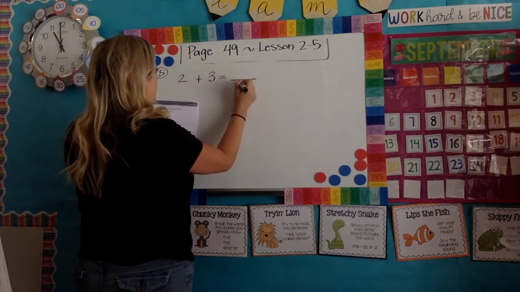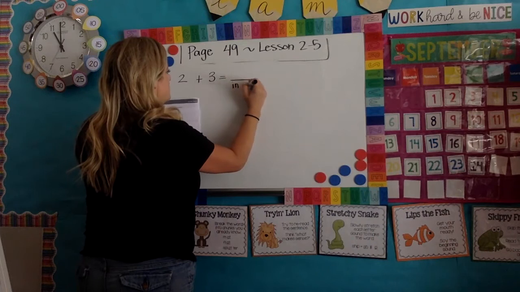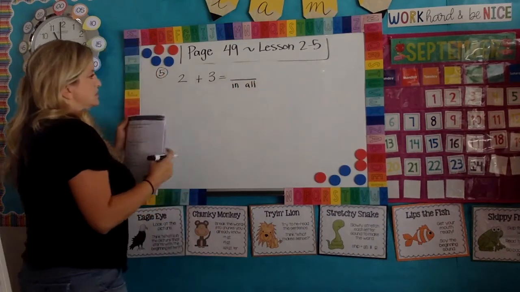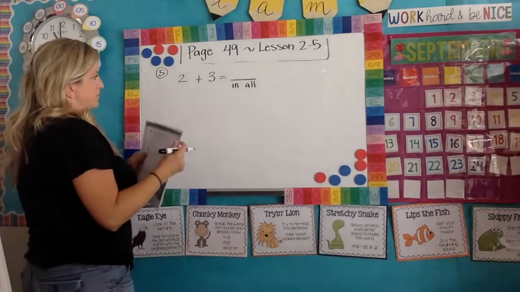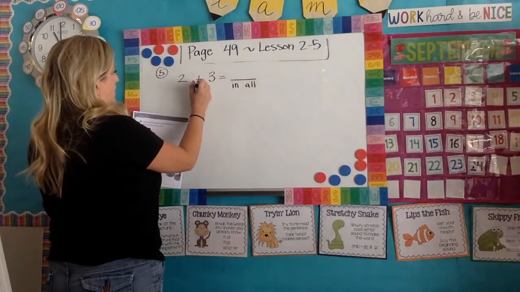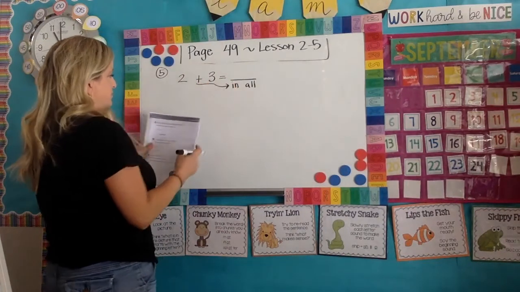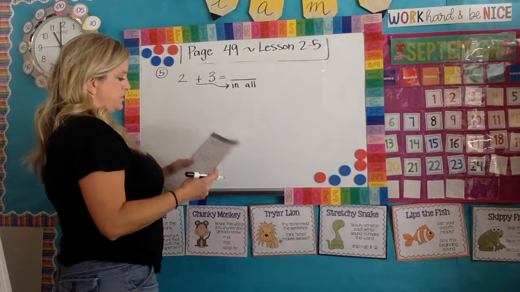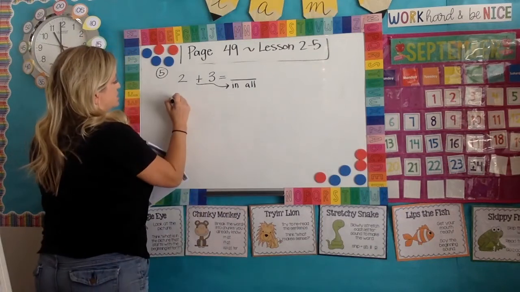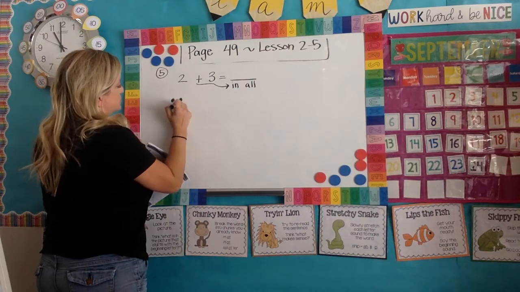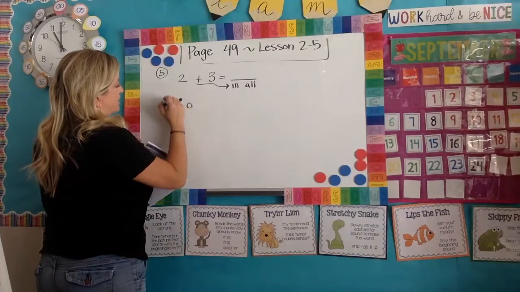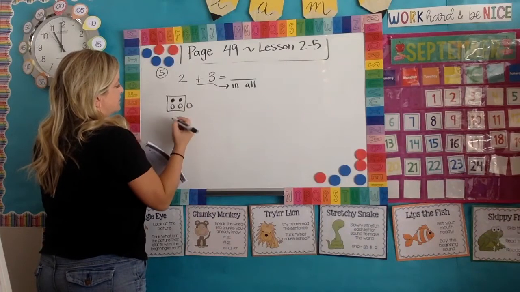And then this line here means in all. So it tells us what we're doing. All together, we're adding, right? So 2 plus 3. Again, I'm going to do it the way that I showed you just now. 2 plus 3. Draw a box around it.